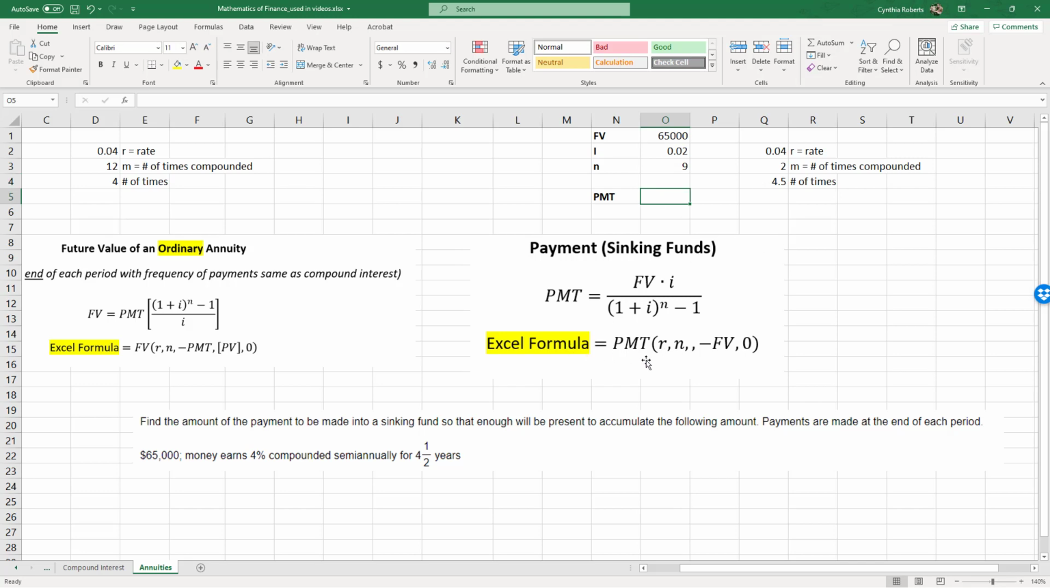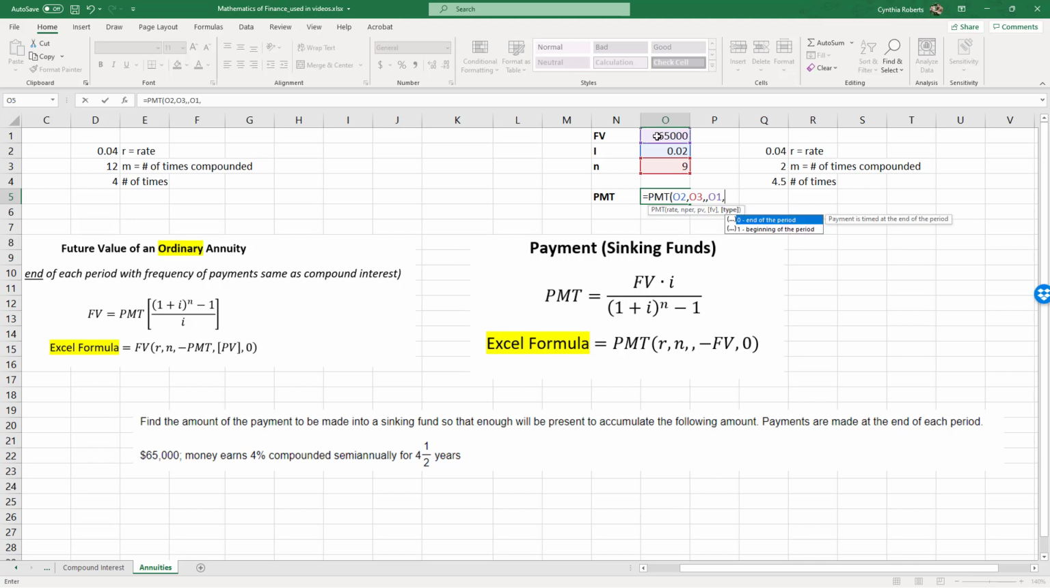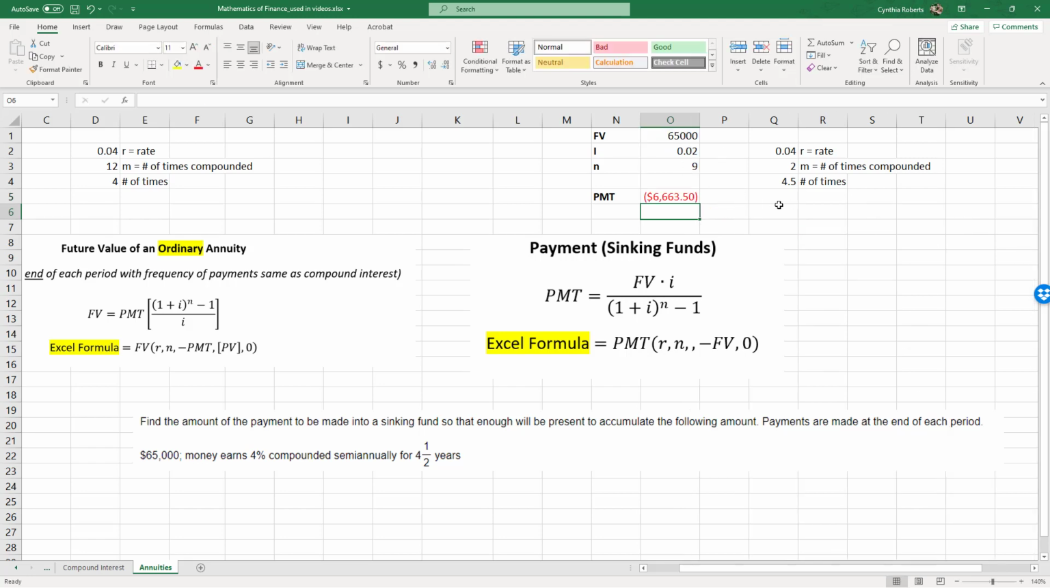All right, so nicely, Excel has this formula, equals PMT, which calculates the payment for a loan based on constant payment and a constant interest rate. My rate, comma, my number of periods, comma, there is no present value, so just leave that blank and put another comma. The future value is the $65,000 that we want in the future. And the payments are made, as you can see at the bottom, at the end of each period, and that's why I put zero. And so I press enter, and this gives me my payments that I should be making semi-annually.